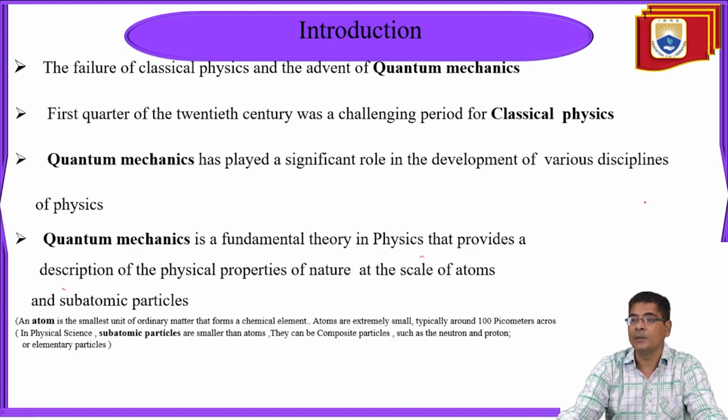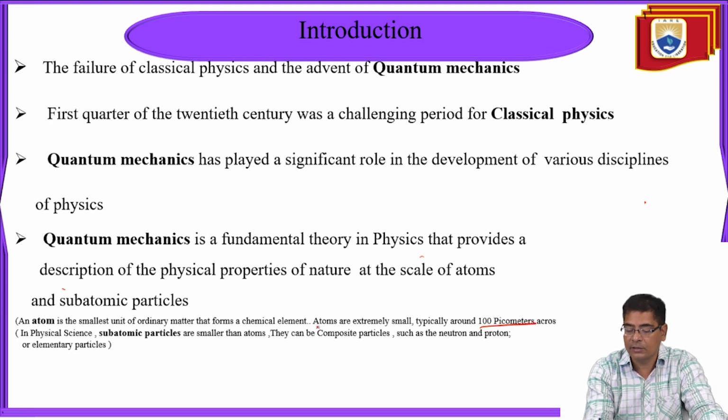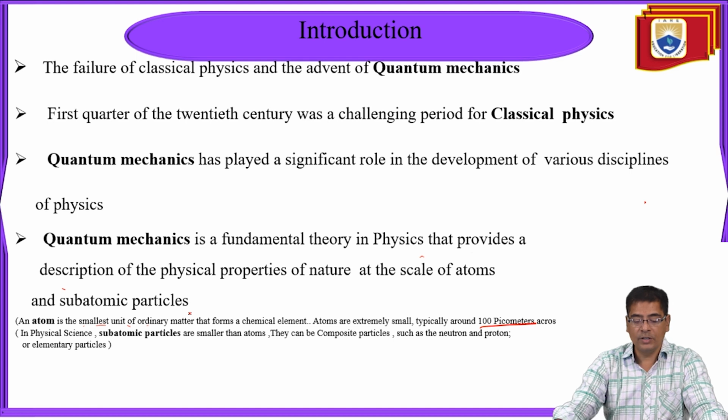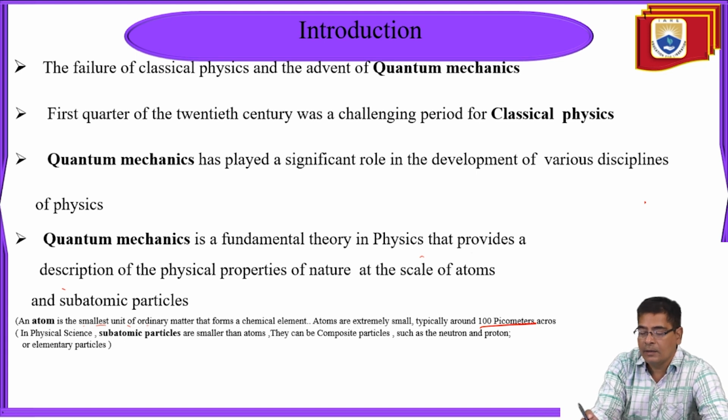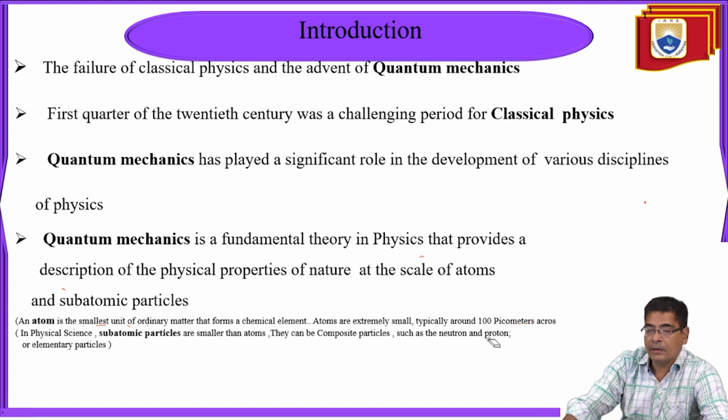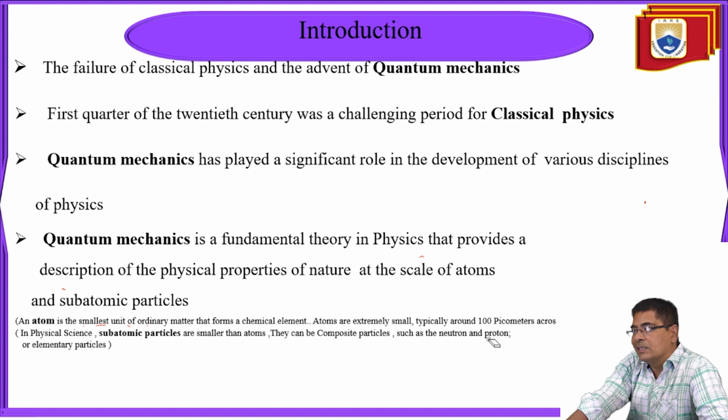It's approximated to be 100 picometers across, right? So that's why an atom is the smallest unit of ordinary matter that forms a chemical element. Atoms are extremely small, typically around 100 picometers across, right?